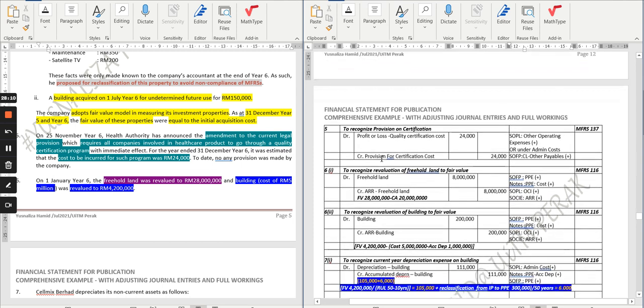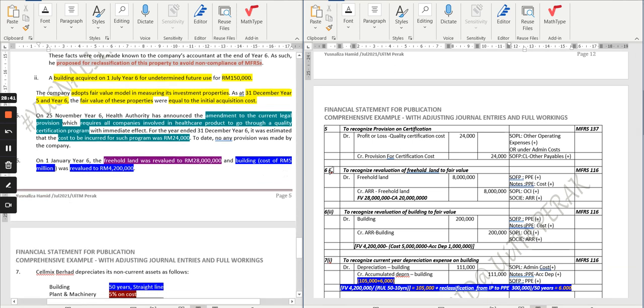So when you provide provision, you will have to debit the profit or loss. Specifically, you can debit the operating expenses, or you can debit the certification cost, which is quality certification cost, 24,000. And you can include them under admin expenses or under other operating expense, 24,000. Credit provision for certification costs, 24,000. And this is your current liability because you need to incur that almost immediately. So that is a current liability. Unless you can defer that for more than a year, then that would be under your non-current liability.